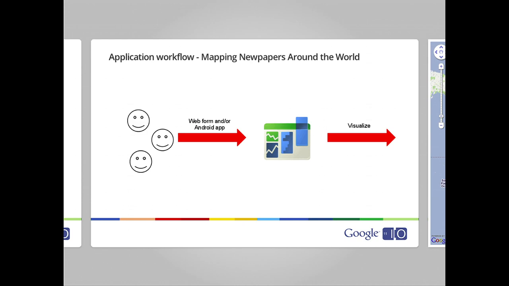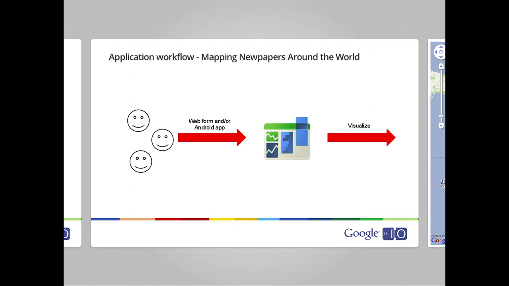So let's just go through a workflow of what one of these applications might look like. Let's go through the mapping newspapers around the world application. Let's say you wanted to create this application, and you wanted users to be able to use your application and insert information about their own local newspapers into your application. So you could create a web form and/or Android or mobile application. And this application would insert data directly into Fusion Tables.